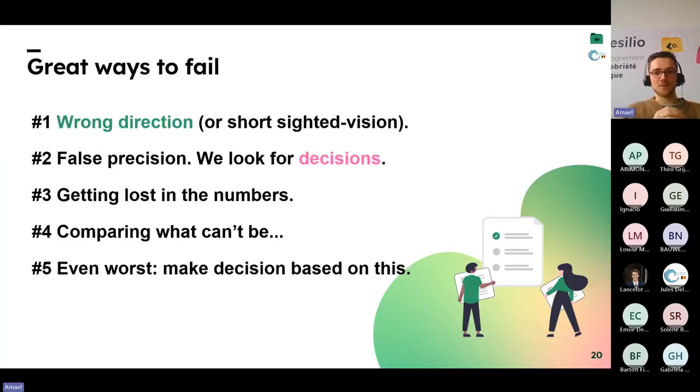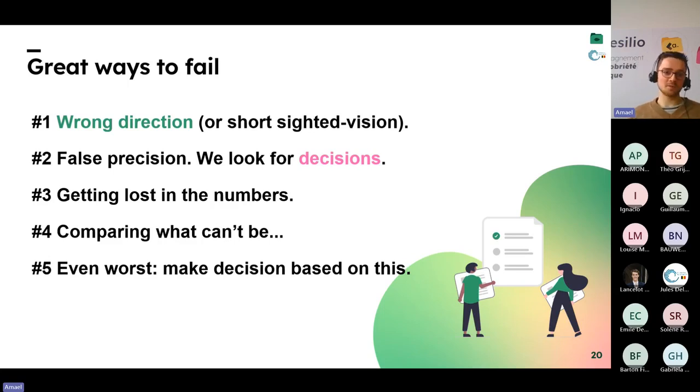Now let's go into the great ways to fail. If we recap, the first way is to go in the wrong direction, or have a too short-sighted vision, focusing on only one problem, or just ending up increasing problems. The second way to fail is, of course, false precision. What we look for is not the numbers behind the comma, it's the decision we make, the action we take. This is the only thing that's super important behind environmental assessment. Getting lost in the numbers is also a good way to postpone action, which is the opposite of what we do. And another point is making comparisons on things that cannot be compared. I will come back to this in the next slides.